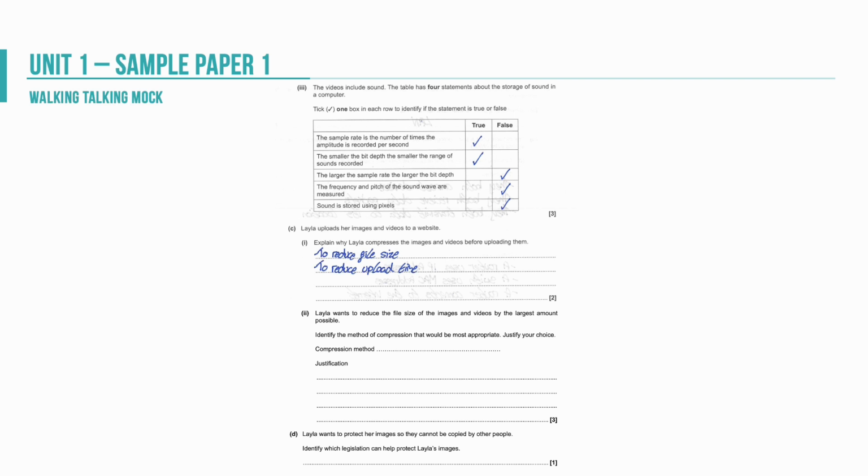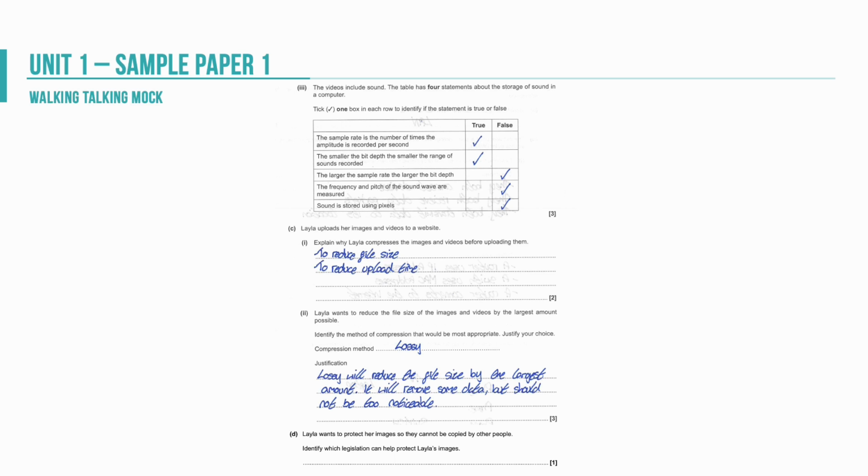The only answer you can give there is lossy, because it says she wants to reduce the file size by the largest amount. Lossy compression will reduce the file size by the largest amount. It will remove some data, but should not be too noticeable. Now again, if you've put lossless, you're not going to get your marks there for that question. Lossy is the only answer.